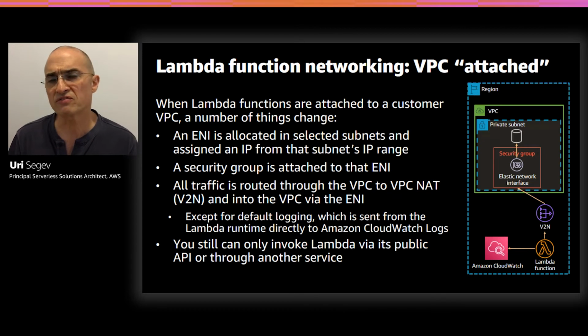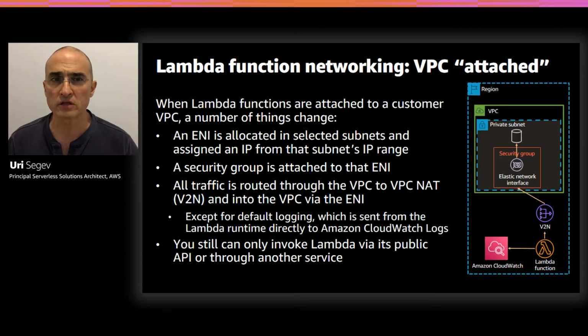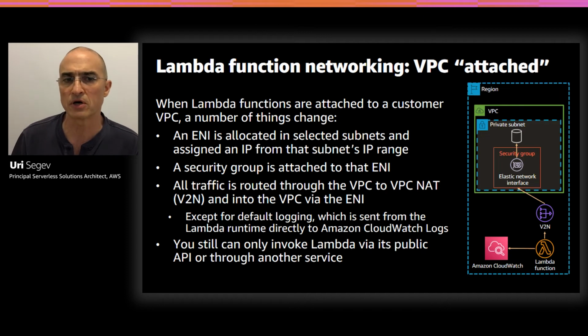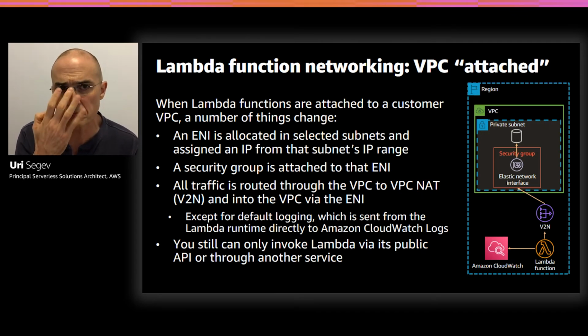And from that point, all the traffic that goes from the Lambda function, all your own traffic, the one that you use to access some database, for instance, will go through the following path. It will go from the Lambda function to a device which is called VPC to VPC NAT, or for short V2N. This is all true, but not excluding the logging, which is sent still the same way, as you can see in the diagram at the bottom. From the V2N, the traffic will go through the ENI, and then it's inside the VPC, and it can access the different resources in the VPC, of course, if the security groups allow it.